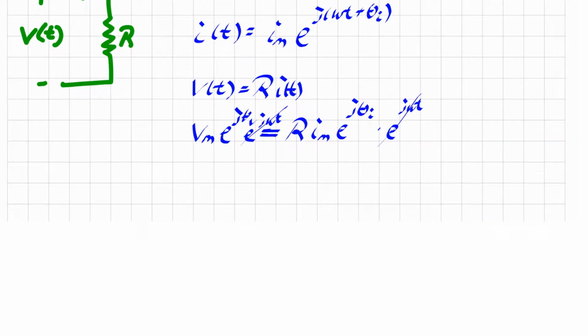So we're really just comparing the amplitude and phase angle. Here's the amplitude on this side, and here's the amplitude on this side. Therefore, we know that Im must be equal to Vm divided by R. So we find the magnitude. Now if you look at the phase, here we have e to the j theta v, and on this side we have e to the j theta I. You can conclude that theta v equals theta I.